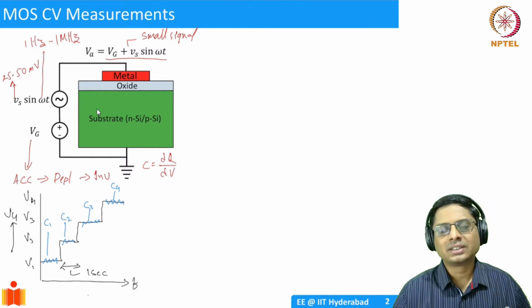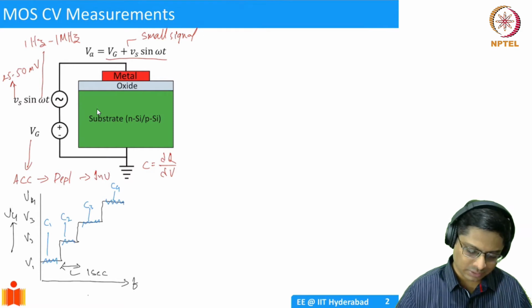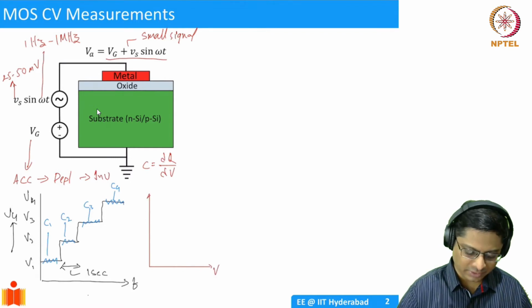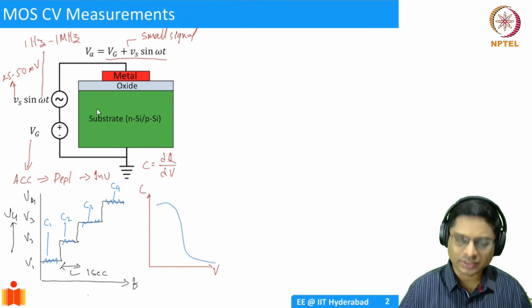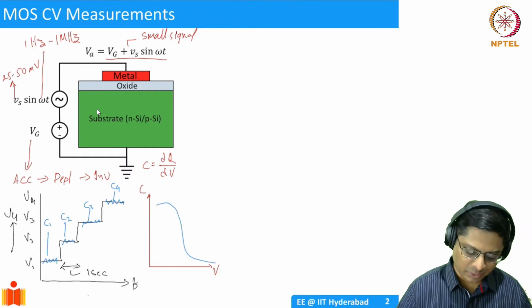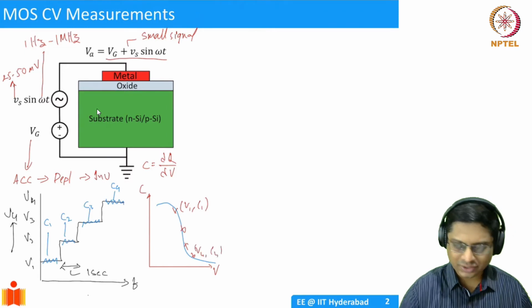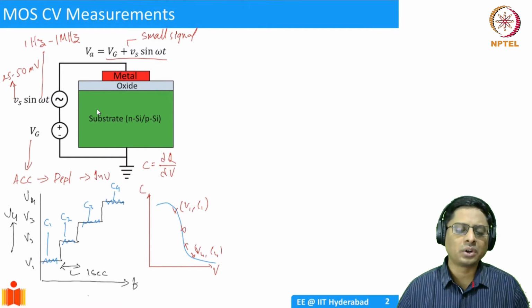So I'm getting capacitance as a function of voltage. I'll take this and plot voltage versus capacitance. That's what we call a CV. It could be some shape like this. So it's essentially a collection of these points, I'll have some V1, C1, V4, C4. A collection of these points is essentially a CV curve, and that gives you a whole lot of information.